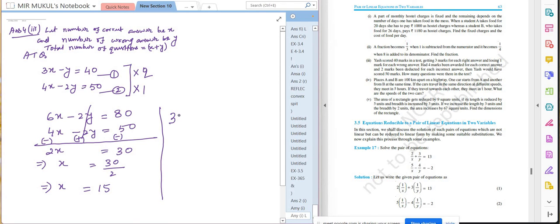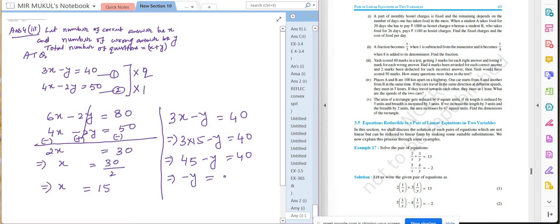I am considering the first equation, 3x minus y equals 40. Now the value of x, 3 into 15 minus y equals 40. 15 into 3 is 45, minus y equals 40. So minus y equals how much? 40 minus 45, minus 5. So minus y equals minus 5, so y equals 5.